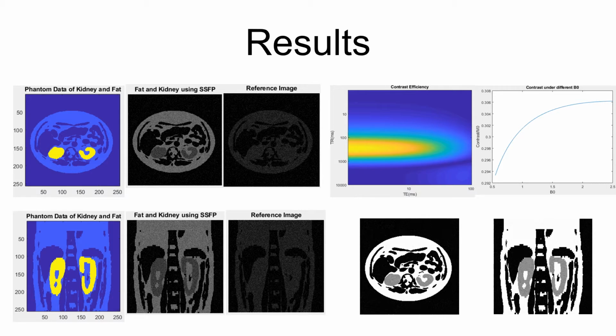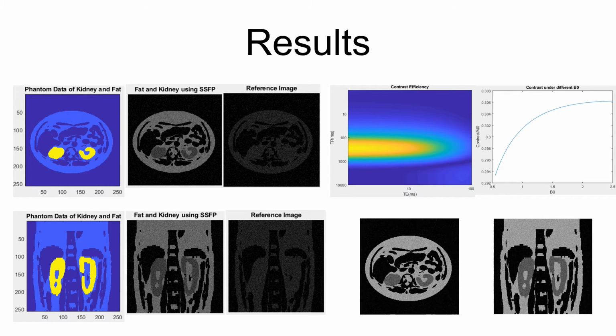Here are the results. First, kidney and fat are examined. On the left are axial and coronal images of kidney and fat. Leftmost two images are phantom mask data. For kidney and fat, they have a large difference in T1, so T1 weighting is expected. SSFP is used for simulation. Second image shows an image with maximized contrast using best parameters when B0 is 0.55 Tesla. TE is found to be 2 milliseconds. TR is found to be 285 milliseconds.